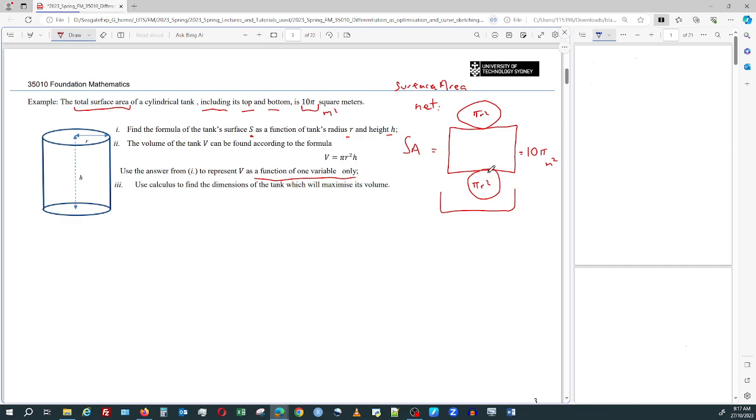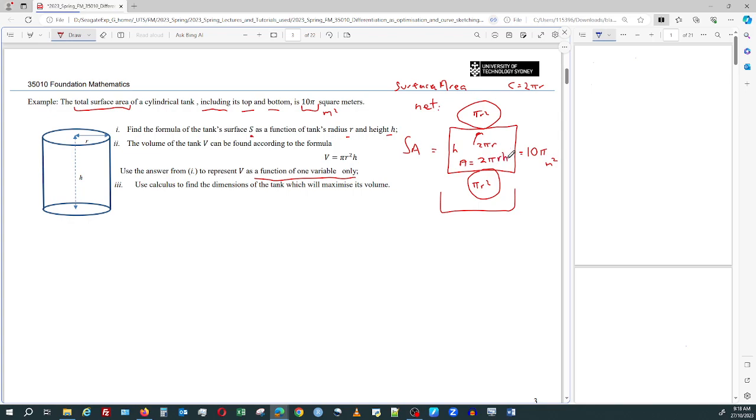Now circumference is the round bit. Circumference is equal to 2 pi r. Now that will be the length of one side. So the circumference, this length here, is 2 pi r. Very good. But there's two of them, isn't there? So that's a length, so that's all right. And to get the area, we need the height. So the area of the rectangle will be the length times the breadth, or the length times the width. So in this case here, it'll be 2 pi r h.